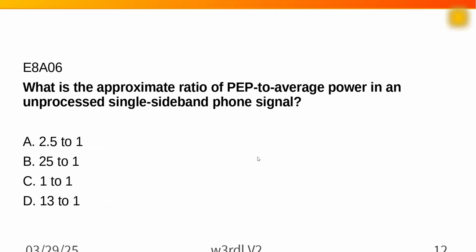What's the approximate ratio of PEP to average power in an unprocessed single sideband? The number you gave us. Now, notice they said unprocessed, which means no speech compression or equalization, which would change the waveform. Because what the speech compressor does is essentially shift the frequencies higher. You get more energy in the higher frequencies.